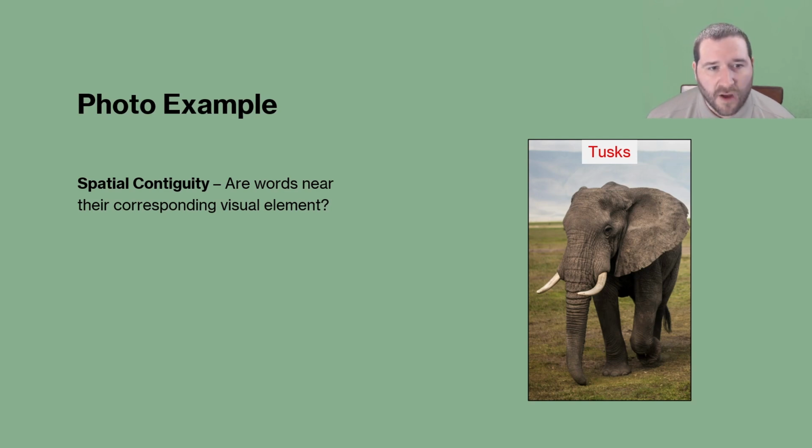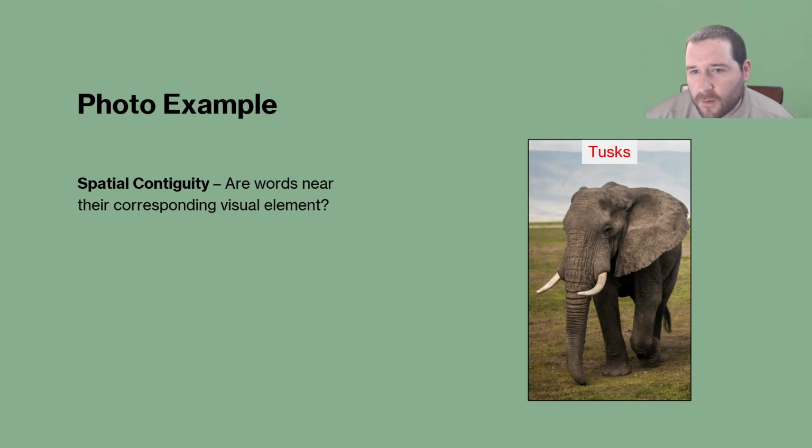Next, spatial contiguity. Are words near their corresponding visual element? I think the biggest place this comes up is when we have labels or we have diagrams with things like keys off to the side. Whenever possible, we want to just line up our visual with our label. So if we're going to talk about the tusks of an elephant, don't put it at the top of the picture. That's a little confusing. Is the whole elephant the tusk? If you're brand new to elephants, you might not know. You might think this is an animal called tusk.